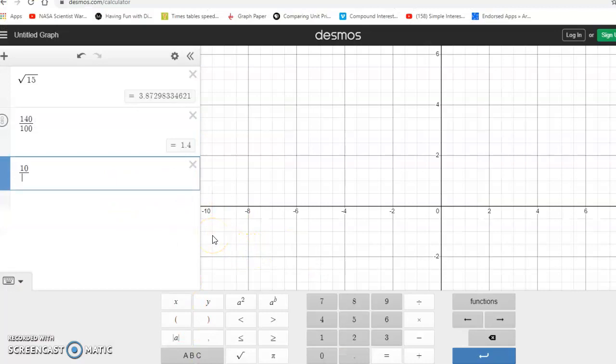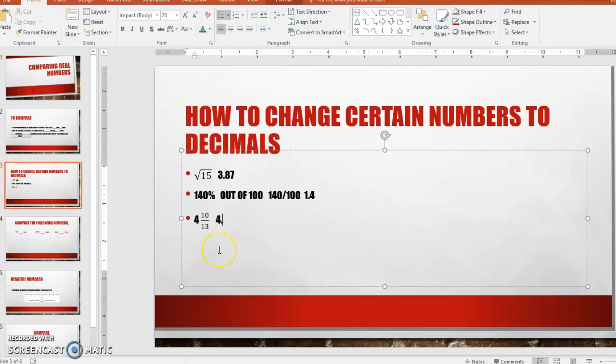I'm going to type in 10/13, and I'm going to put 3 digits this time. 0.769. Okay, so we've got 4.769. I'm just suggesting here you don't have to type all of that into the calculator.